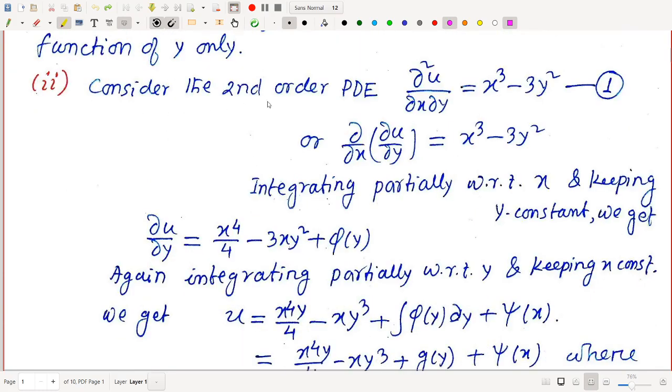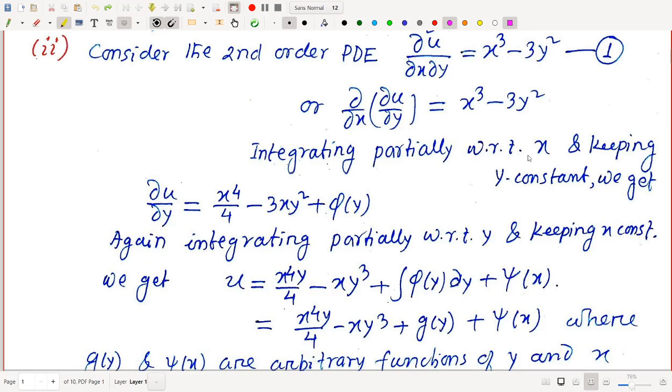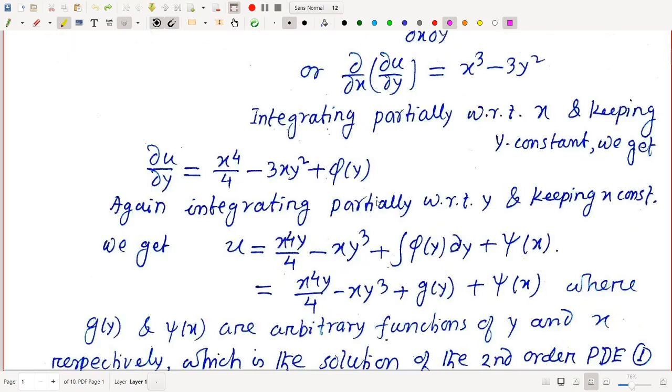Number 2, if the PDE is the second order PDE del square u by del x del y equal to x cube minus 3y square, here it can be written as del x of del u by del y. So again integrating with respect to x partially, keeping y constant, we get x cube integrated with respect to x as x to the power 4 by 4, and 3y square is constant, so only x will be coming, plus phi y, because the constant of integration is here replaced by a function of y. In this process, y is constant.